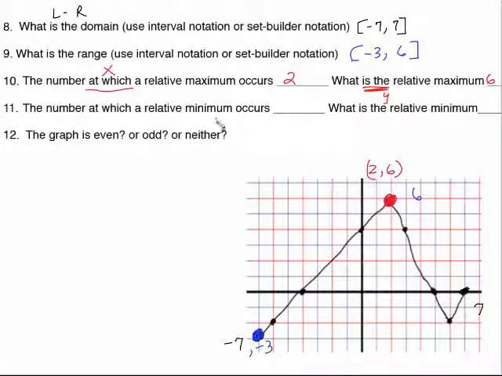At which point do we have a relative minimum? You can see right here, this is the minimum. Don't look over here.